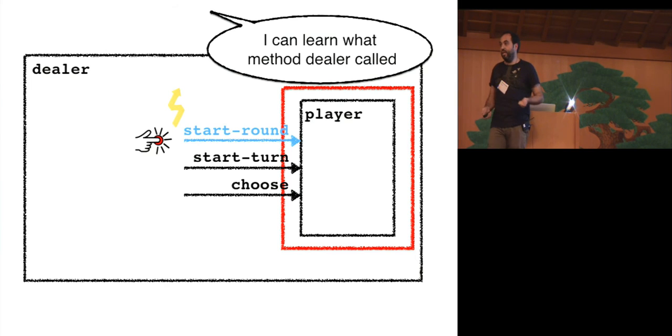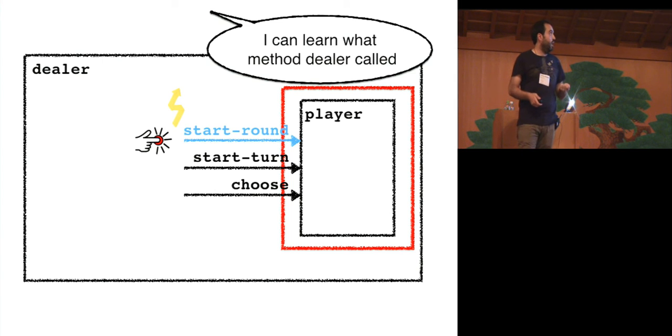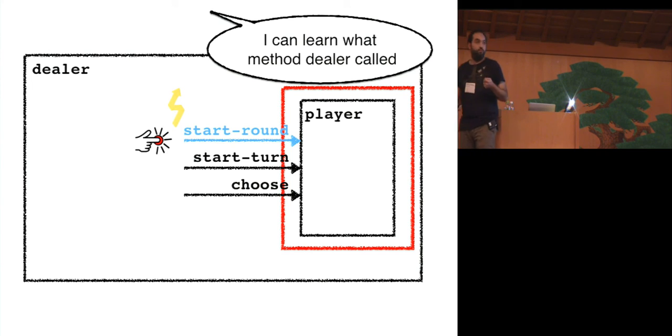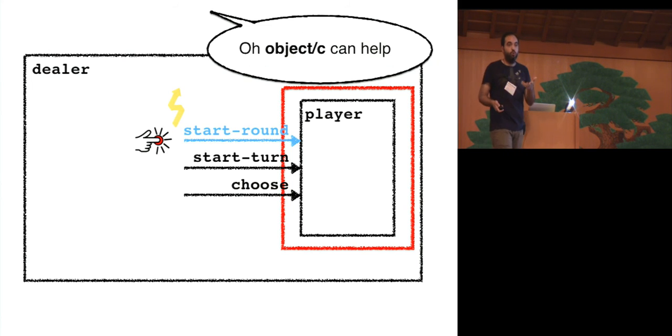So if we can capture the method invocation and learn what method is called at each point during the game, then we're already halfway there. And of course, we can do that. There is already a contract combinator that allows us to capture method invocations on objects by basically wrapping those objects with the appropriate contract, in this particular case, object C.